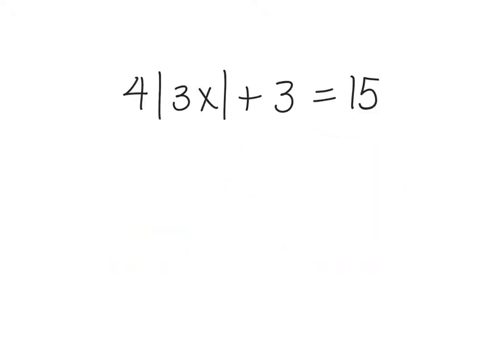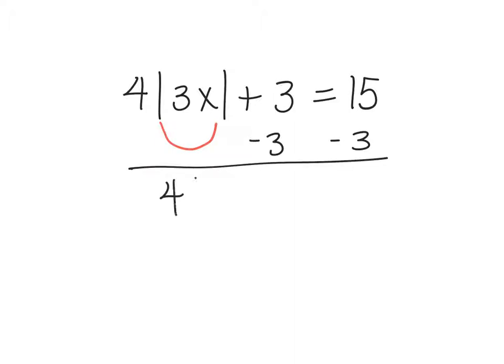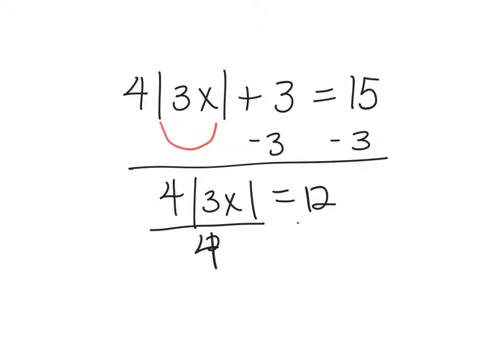Next. We're going to work on first isolating the absolute value. So the absolute value right now is going to be 3x. 3x is in the absolute value. So we are going to isolate it by subtracting 3 on each side. And we get 4 times the absolute value of 3x is equal to 12. Now we're going to divide each side by 4, and we get the absolute value of 3x is equal to 3.